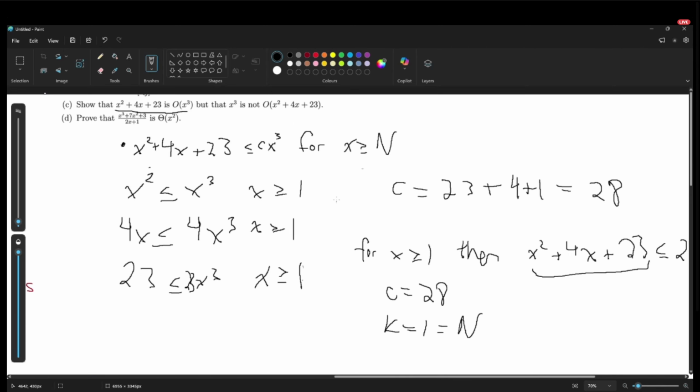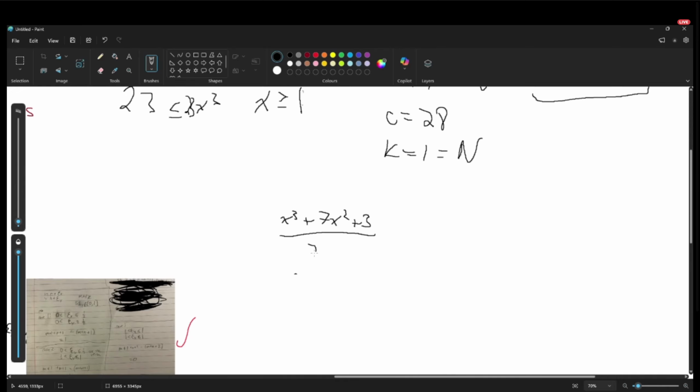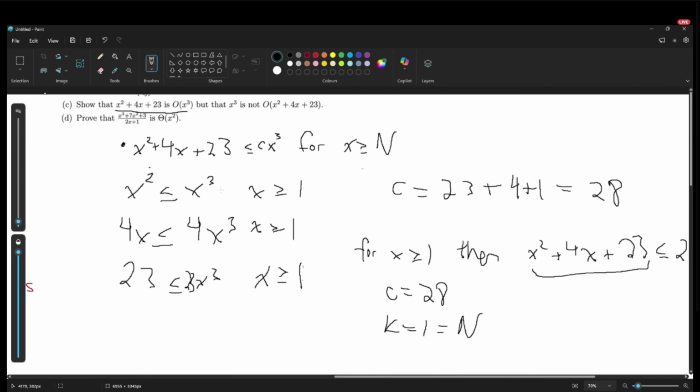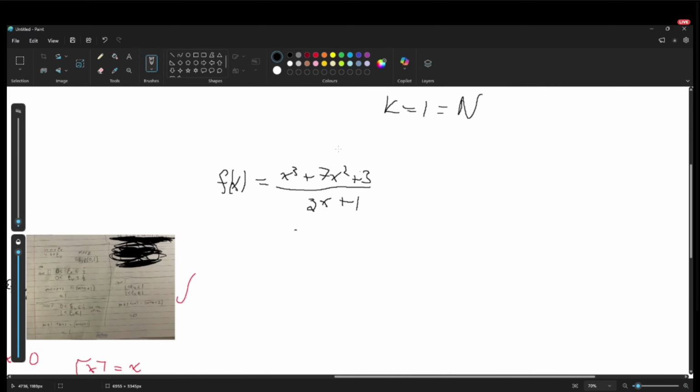So I want to show that this 2x plus 1, I should probably write it more neatly. So this is equal to f of x, right? Okay, so big theta. I was looking at this one, I forgot about this statement. To do this statement, x cubed is not in the reverse. Okay, I'll save this for later.